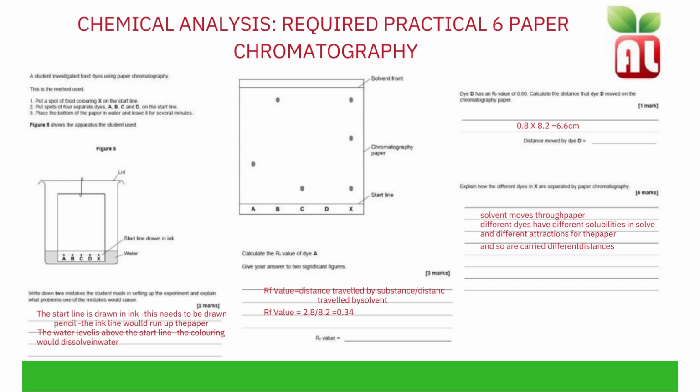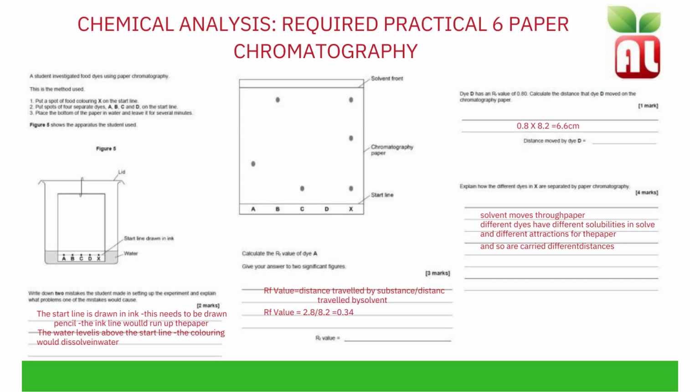Calculating an RF value. RF values are calculated by doing the distance travelled by the substance, divide that by the distance travelled by the solvent, or up to the solvent front. You measure from the centre of your dot down to the start line, and from the solvent front down to the start line. Divide these two values and you have your RF value. RF values are useful in comparisons.